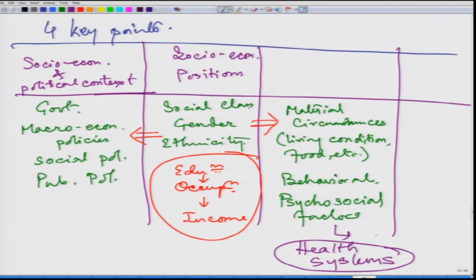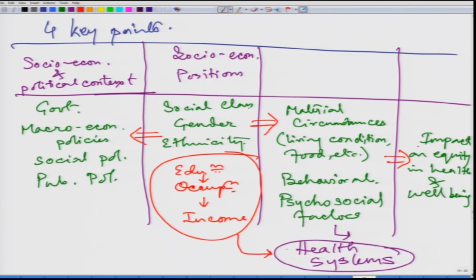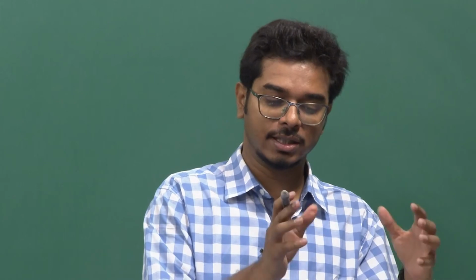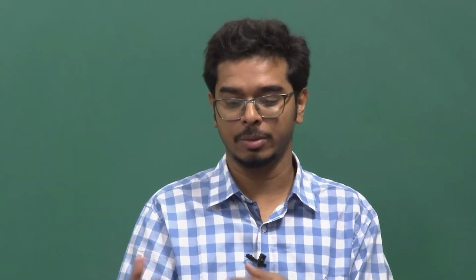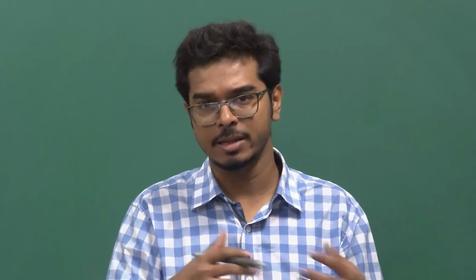how it will be utilized, and finally the impact on equity in health and well-being. So again, this leads to this, this leads to this, and this is my social determinants of health framework. We need to understand the socio-economic positions, which deal with the socio-economic and political context and policy making, and then also at the micro level the behavior, the material context, and the psychosocial aspects, which determine the health systems and utilization, and finally result in the health outcomes.